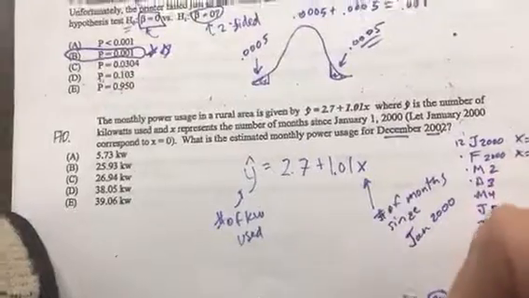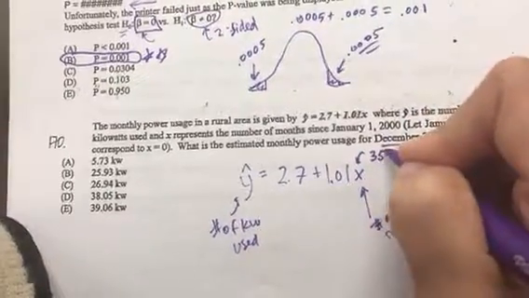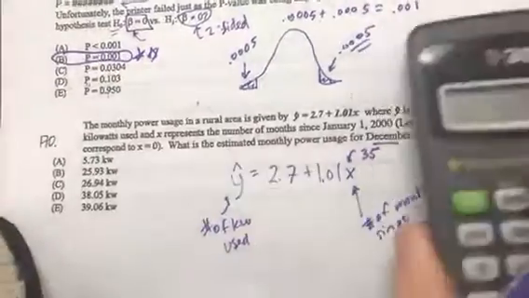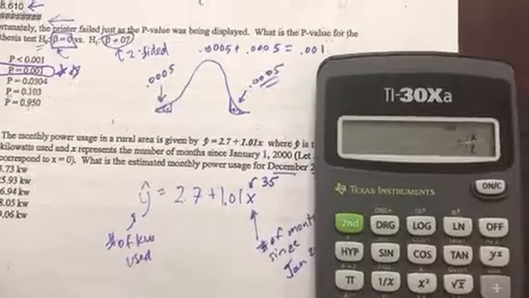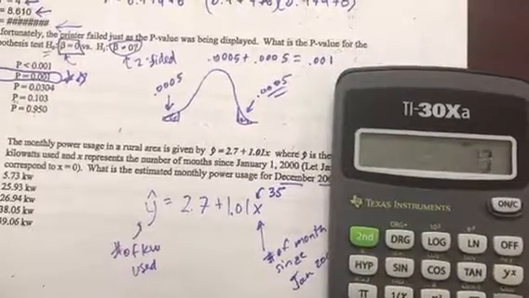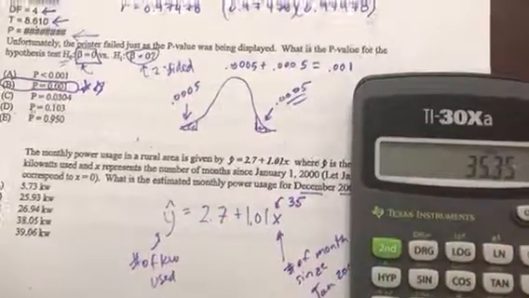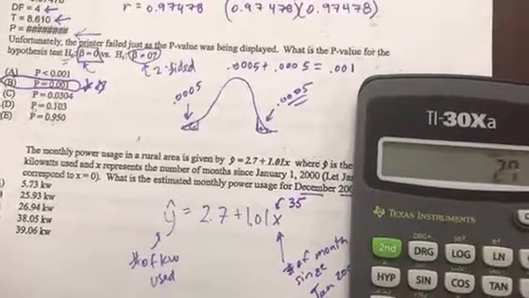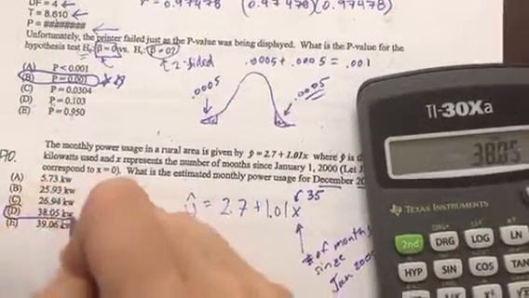Okay, so now I know my X value is 35, so now I'm simply going to plug this in, and that's a basic math problem. I'm taking my simple calculator. I take 1.01 times the number 35, because that's 35 months later, and then I add my y-intercept, 2.7, and I get 38.05, which is in fact my answer.